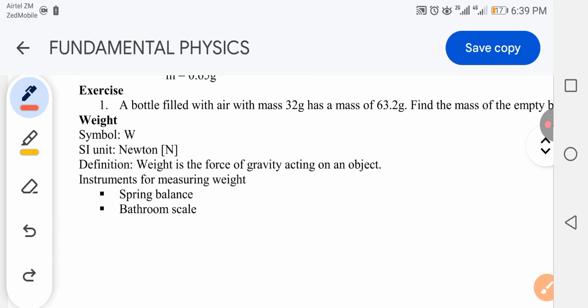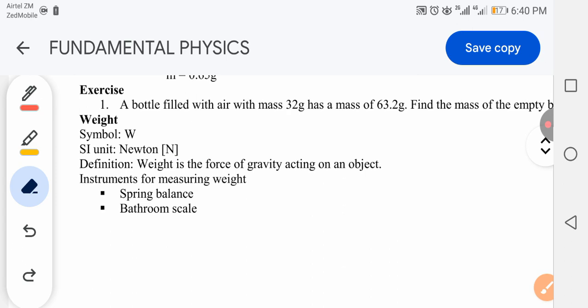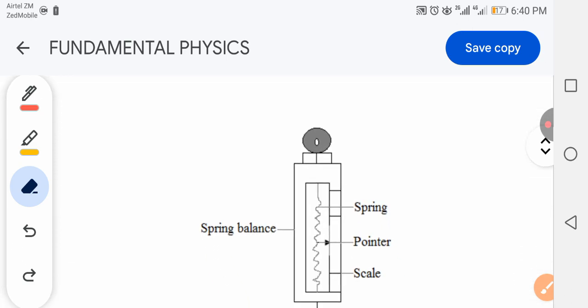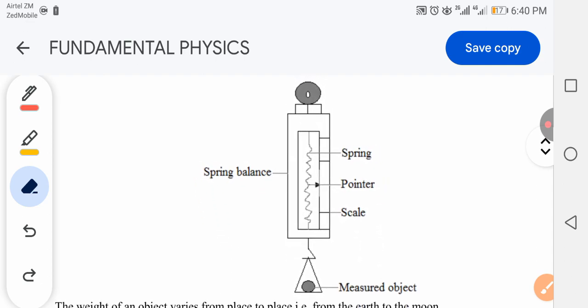The symbol which is used to represent weight in physics is the capital letter W. That's what we use to represent weight in physics. Then the SI unit for weight, as we all know, is newtons. I've already defined what weight is and the instruments which are used to measure weight.